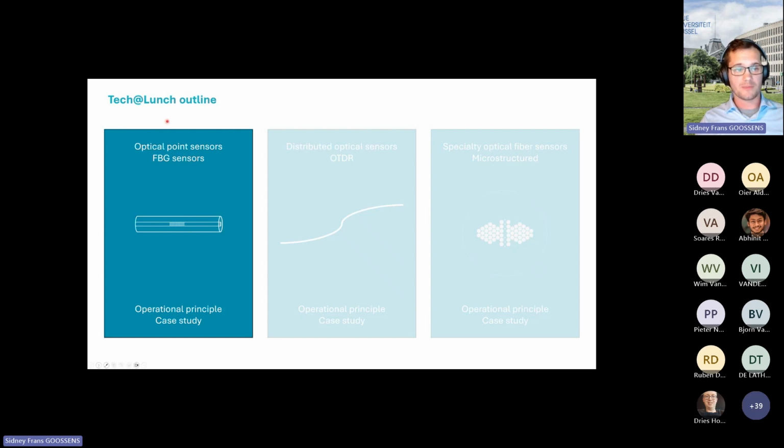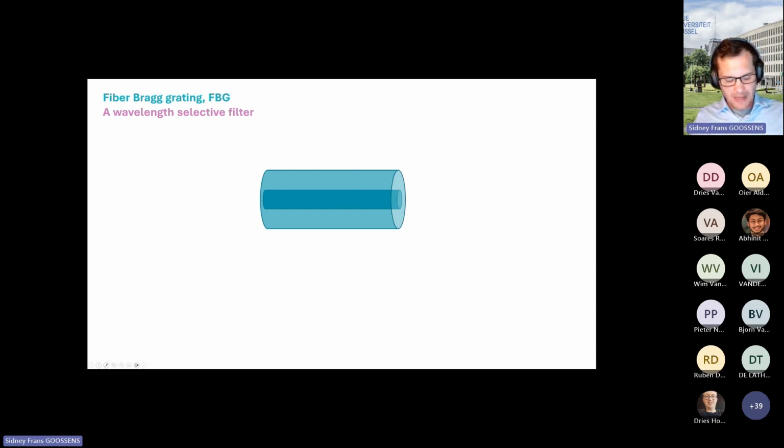So let's start at the beginning with the optical fiber point sensors. As I already mentioned in the first slide, an optical fiber is typically used to transfer light as far as possible for telecommunication purposes. That's why a classic or standard optical fiber looks like this. Inside, we have the core of the optical fiber. That's where the light is guided. And around that, we have the cladding. That's what confines the light into the core. Both parts are made of glass with a slightly different refractive index.